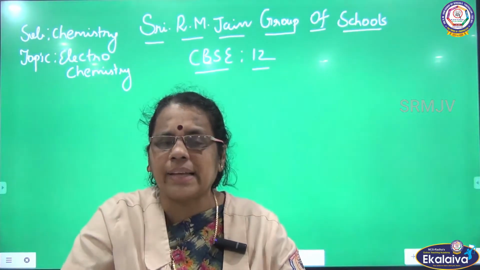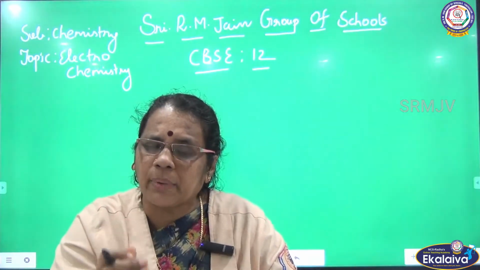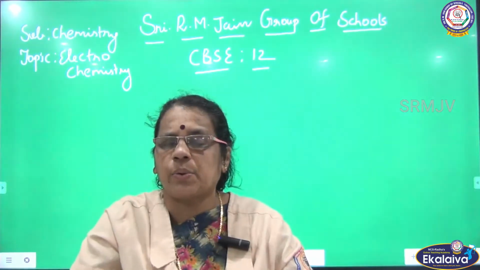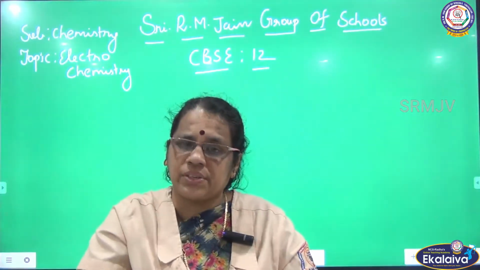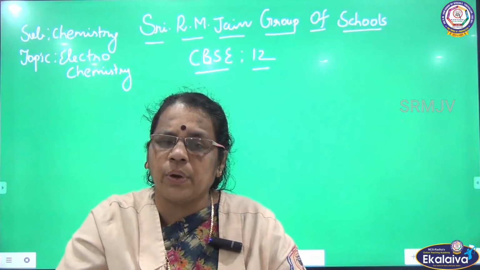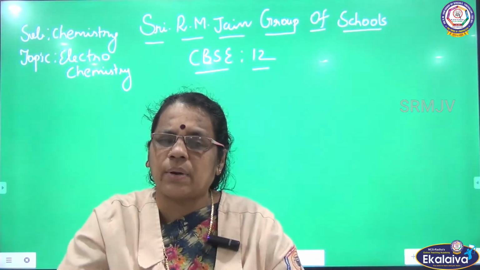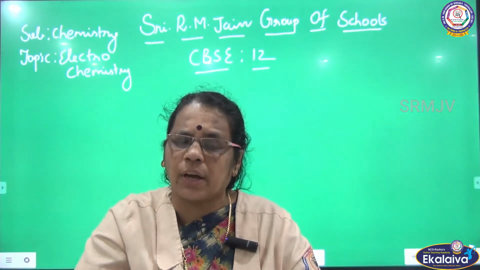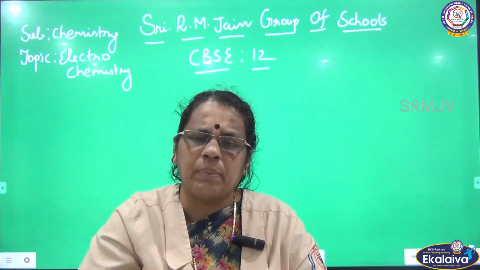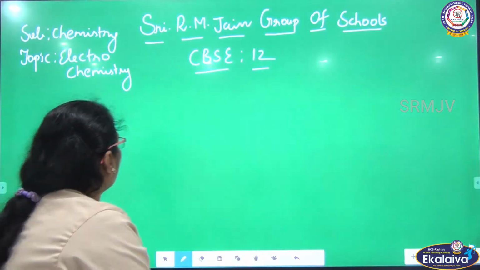In the last class I told about the equilibrium constant, how it is derived from the Nernst equation. We have seen the Nernst equation and the derivation of equilibrium constant from the Nernst equation. Today we are going to do the numericals based on equilibrium constant. Are you ready, children? So be ready with your notebook. I am going to start now.